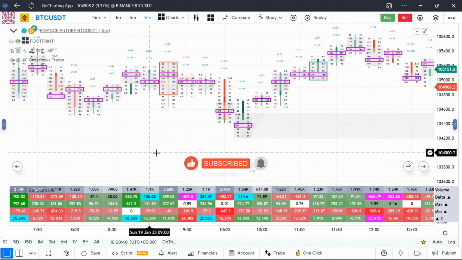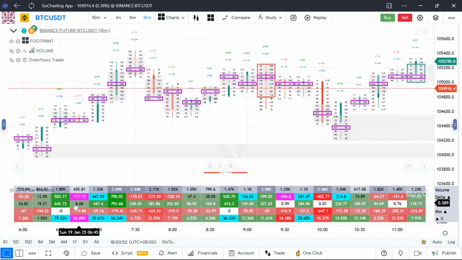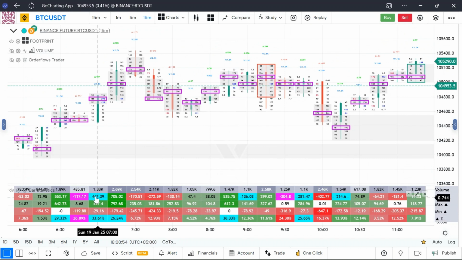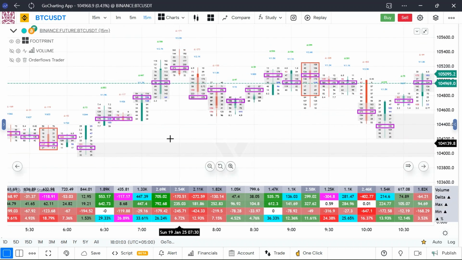These will give you some context and confluence for your trading. Don't look for these at random price points, make sure to look at these at your points of interest and key levels. So that's the basic overview of footprints and bar statistics, how to understand it and utilize in your trading system.